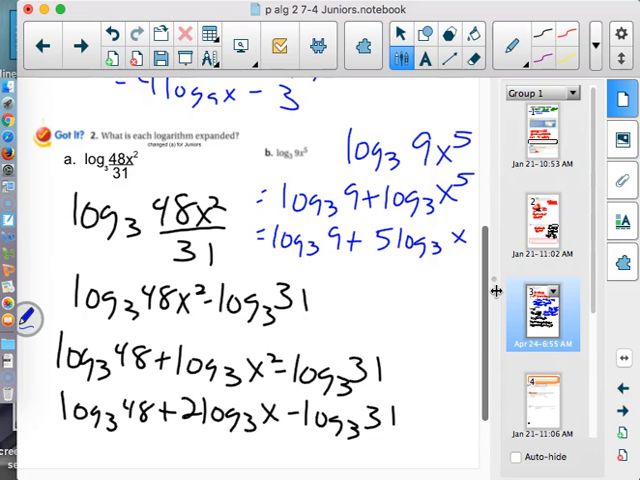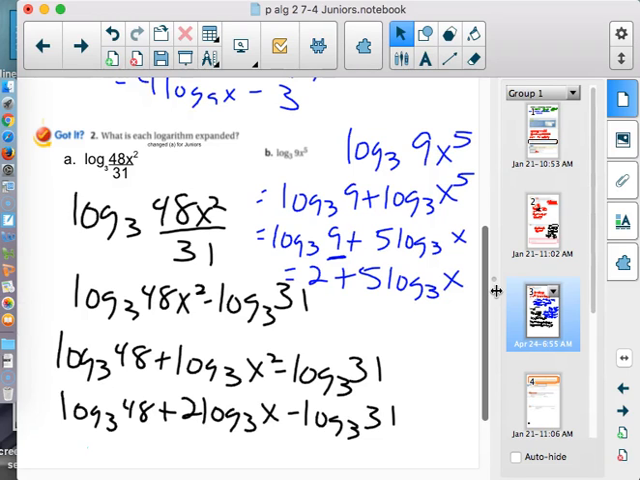Anything else we can do with this one? If it is, it's the first one. 3 to the something is 9. Something nice? 2. So notice how it's the one that has the number that we try. 3 to the something is 9. Oh yeah, I know that. That's 2. So 2 plus 5 logarithm base 3 of x. So condensing and expanding is what we were doing.